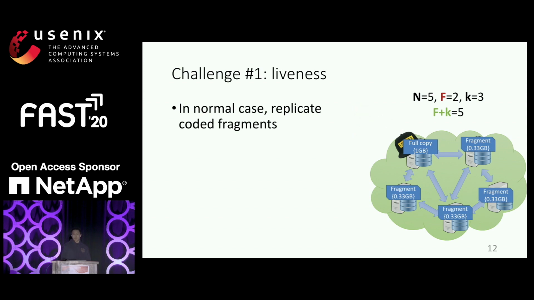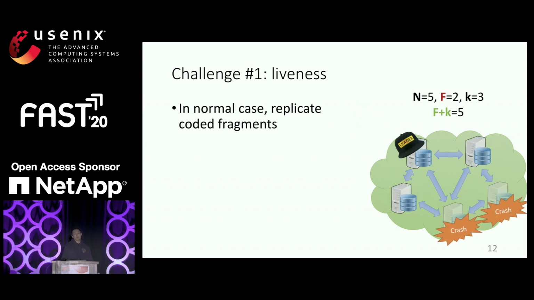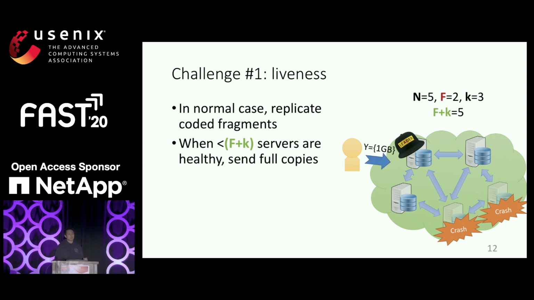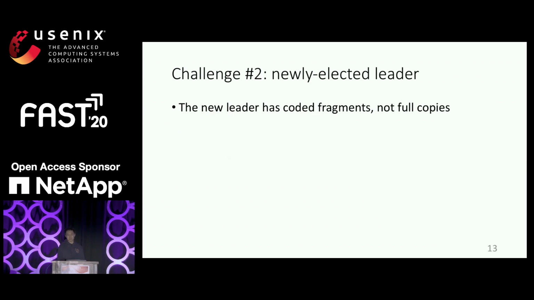Great. Later on, maybe some server will crash, and another write request will come. The leader knows that there are not enough servers to commit data using fragments. So now the leader will send a full copy of data to the other servers. So we have f+1 copies. Okay, great. We can also commit data in this case. The system does not lose liveness.